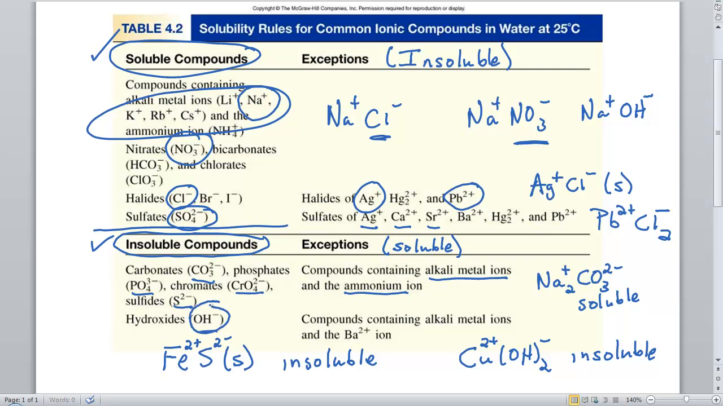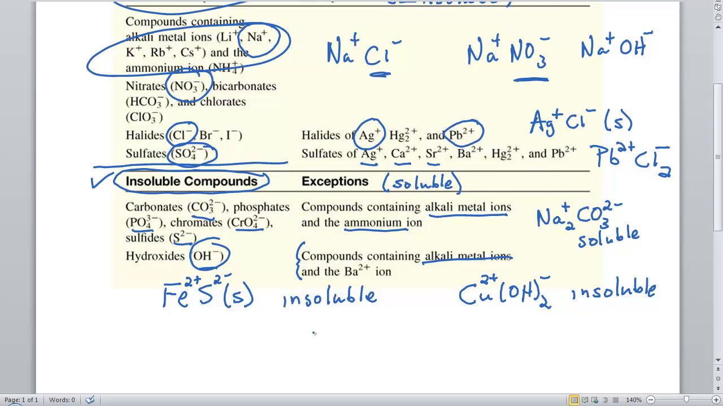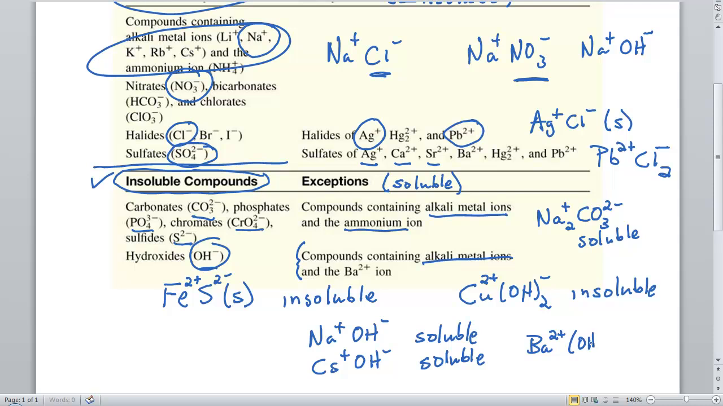Hydroxides are almost the same, but they have a little bit different story than these other anions. Alkali metal hydroxides would be soluble. Let me scroll down just a little bit here. So something like sodium hydroxide, soluble. Cesium hydroxide. Alkali metal hydroxides are soluble. Also barium hydroxide. Barium is 2+, hydroxide is -1, so we're going to need 2 hydroxides. That would be soluble.